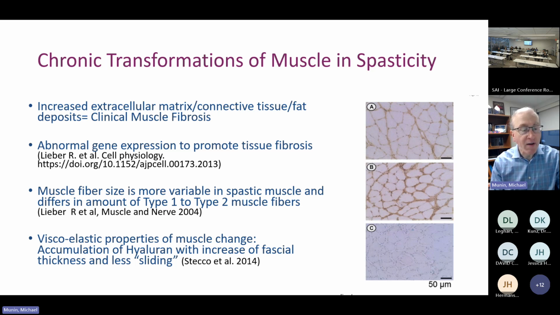There's accumulation of hyaluron with an increase of fascial thickness and less muscular sliding, which is needed for good muscle physiology. And to the far right, you see muscle histology: panel A, normal; panel B, showing increased stain for hyaluron; and panel C, when they use an enzyme that debrides it, you see it goes away, showing that really that is increased hyaluron in panel B relative to the normal panel A.